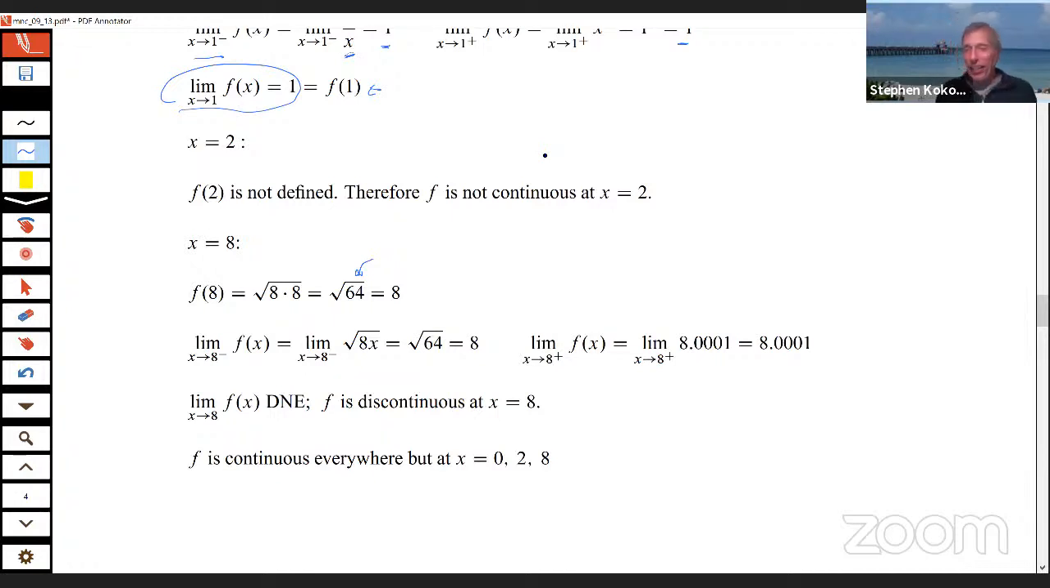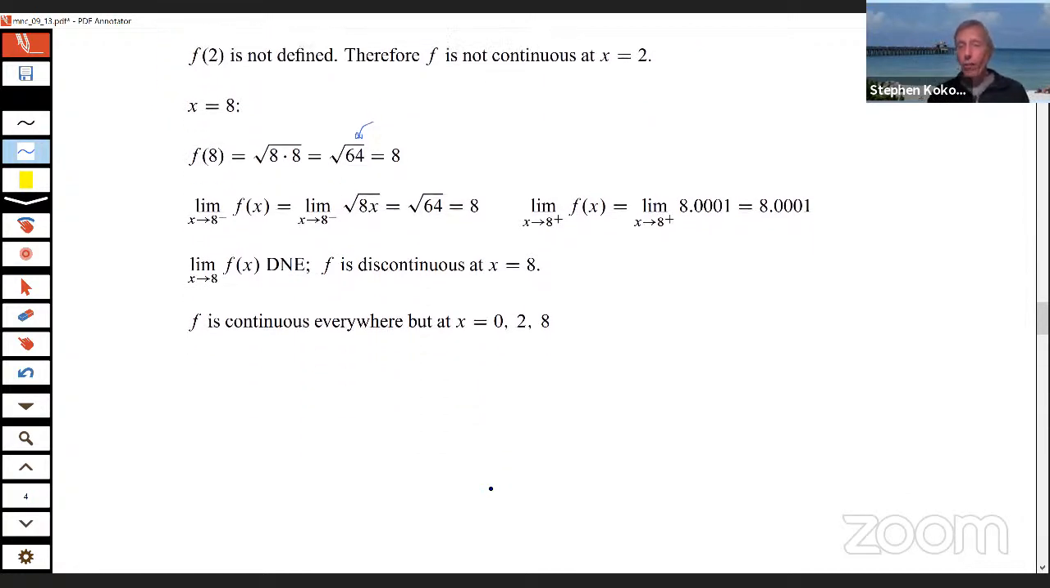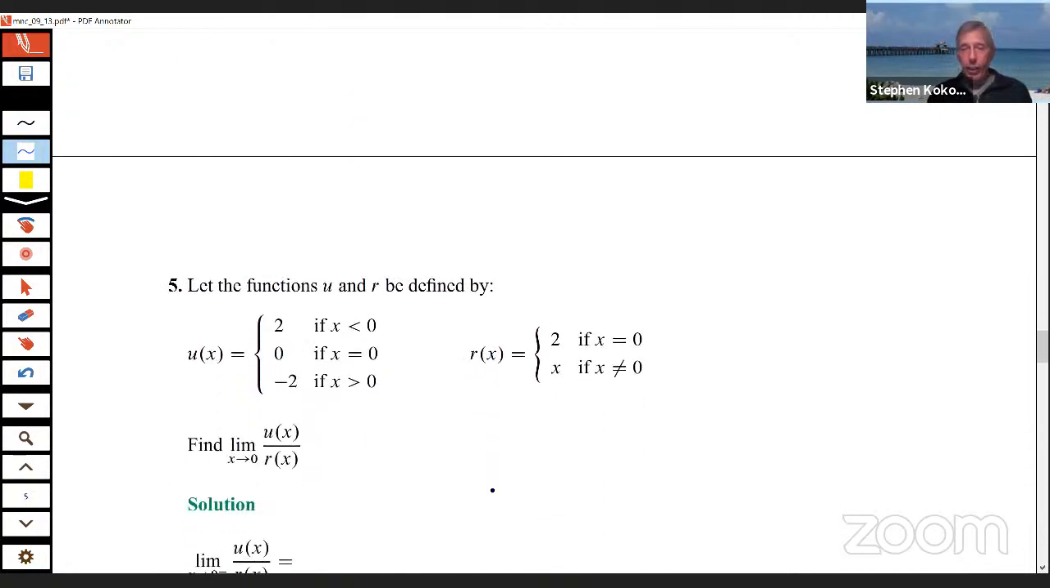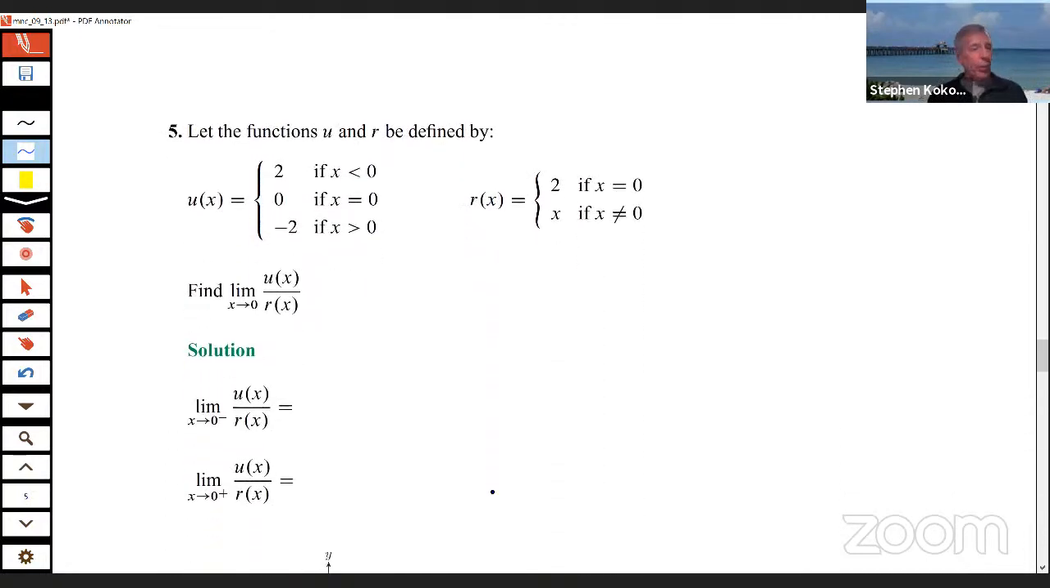So, to finish this one up: f is continuous everywhere, but at 0, 2, and 8. Nice problem. I think a good one for practicing technology also. And I'd like to take a look at this one too. This was an excellent problem that was posted on the Facebook page.